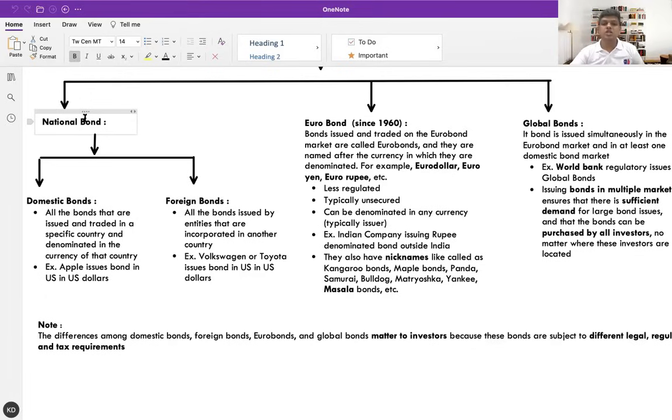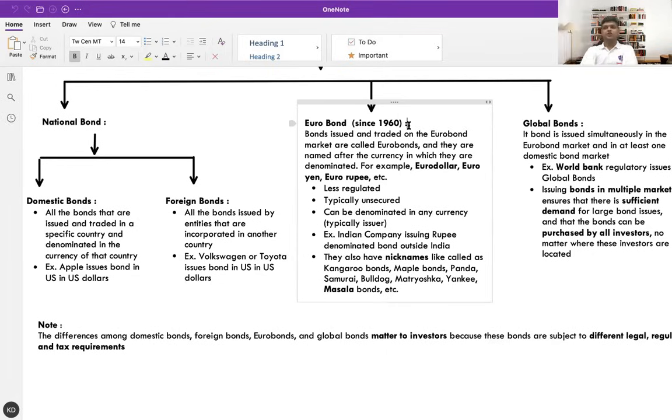So I put up an example. Volkswagen or Toyota issues bonds in US dollars. That's a foreign bond. But both of them are issued in your country, right? So the issuer can be your domestic company or a foreign company, but these are bonds issued in your country, in your currency. That's why they are called national bonds. National bonds can be issued by local companies, which are called domestic bonds, or foreign companies, which are called foreign bonds. Is that clear, everyone? Yes. Right.